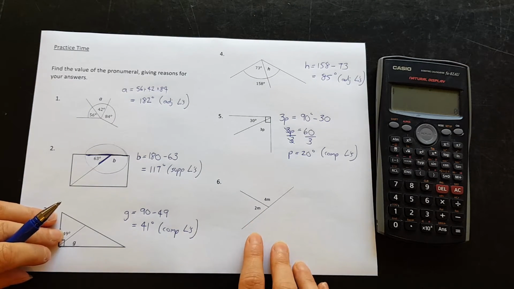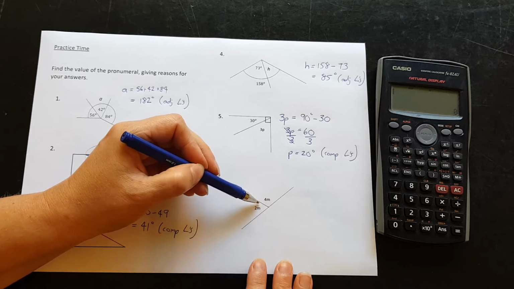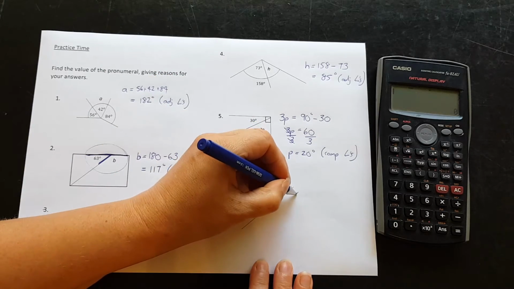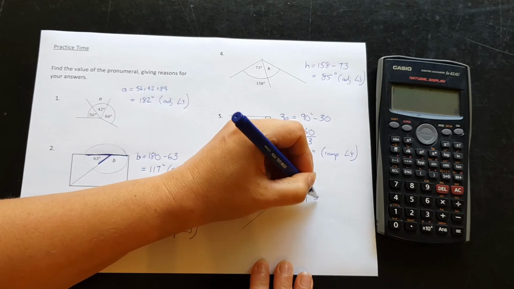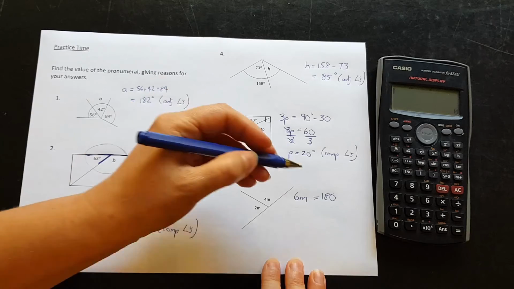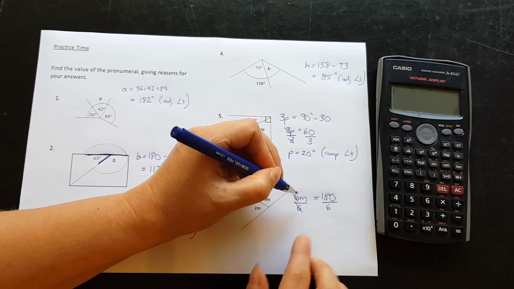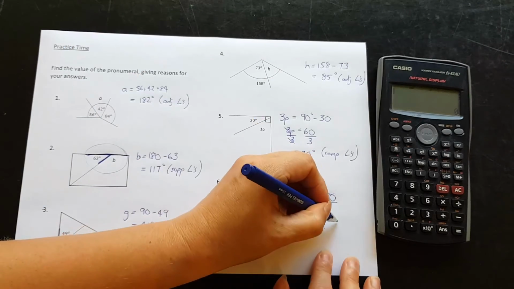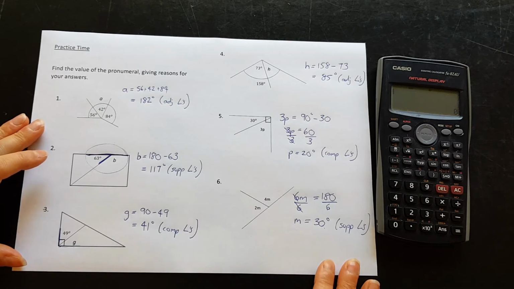And last one here at the bottom, number 6. There's actually no angles given to us. What we need to do is add our pronumerals together. 4m plus 2m is going to make 6m. And together those two angles make a straight line, so they make 180 degrees. There's nothing to subtract off because that's the whole thing. All I have to do is get the m by itself. So divide by 6, divide by 6. 180 divided by 6 is 30 degrees. Reason, supplementary angles.